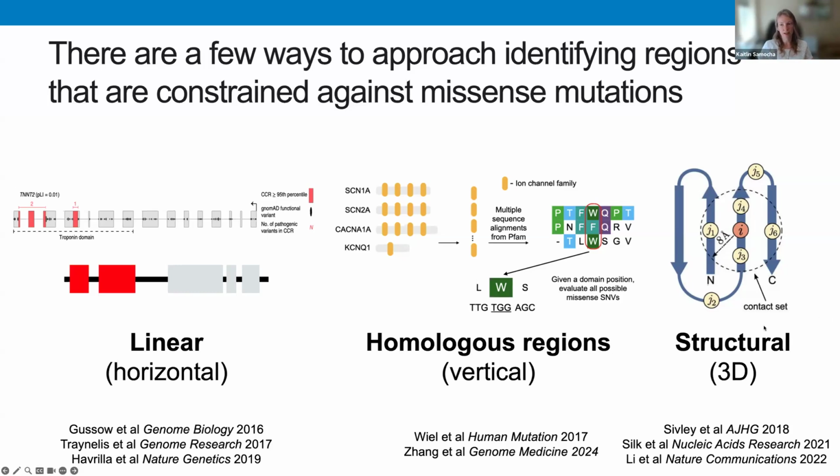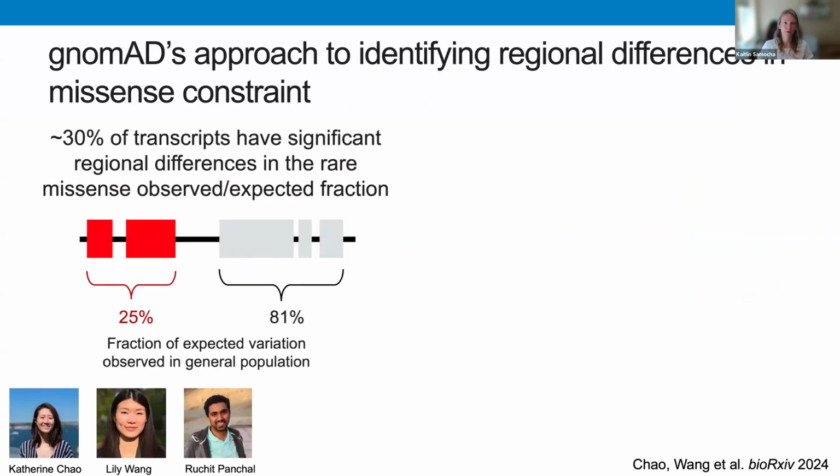And the last is structural. There are a few papers from before AlphaFold, but obviously AlphaFold 2 and AlphaFold 3 make this much more powerful, using the 3D structural space. This is coming from Lee et al. in Nature Communications, and this is an 8 angstrom ball around a given residue, and you can use that to identify constrained regions. In gnomAD, we've been doing this linear approach.